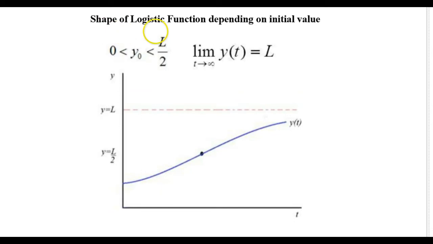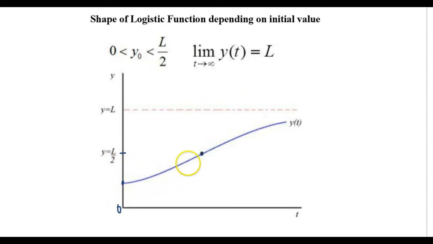The general shape of a logistic function depends on the initial value, so let's take a look at those different cases. Let's assume that the initial value is between 0 and L over 2. Remember, L is the carrying capacity. So my initial value is somewhere between 0 and half the carrying capacity. Here on this graph is an example of my initial value occurring sometime between 0 and that L over 2 value.